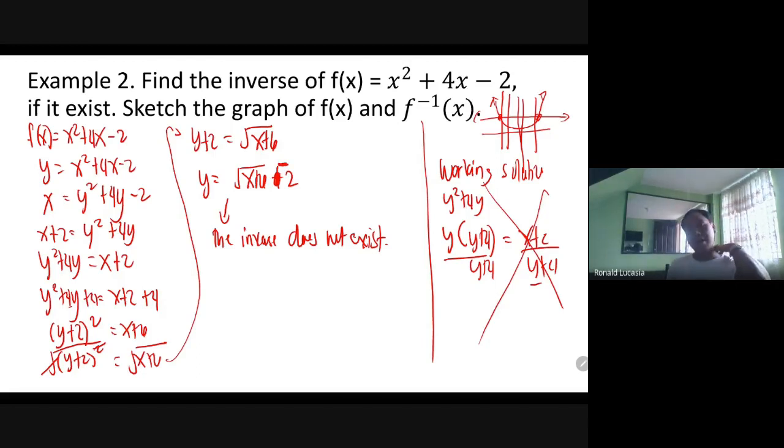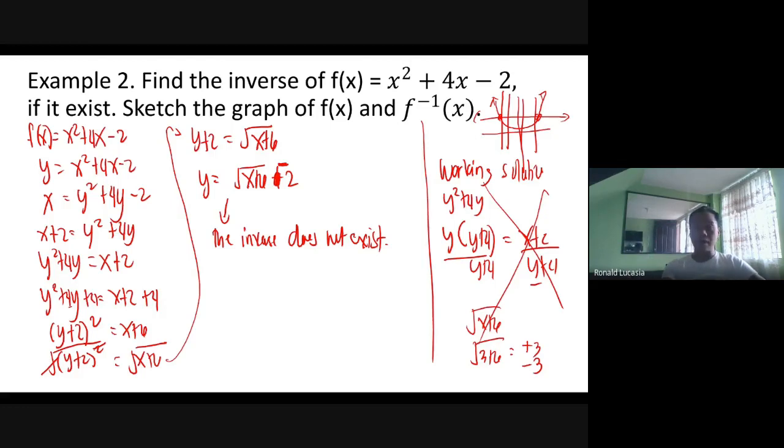Halimbawa, ang radical kasi meron tayong dalawang sagot niyan, plus, minus. Assuming that your value of x is 3, when you substitute 3 here, x plus 6 becomes 3 plus 6, you will be left with plus 3 and negative 3. Ibig sabihin, hindi ngayon unique yung ating y. That makes the given function the inverse now does not exist.